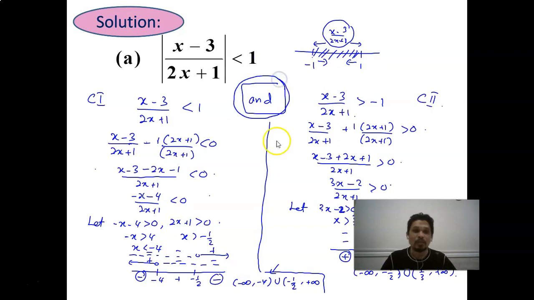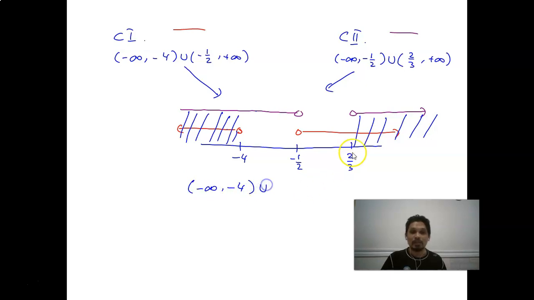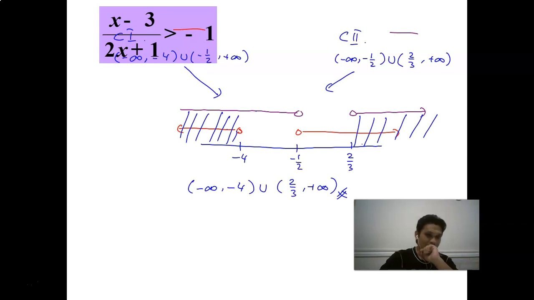Look at this one here now. Between case number 1 and case number 2, there's a term of n. This term of n means that we are going to find where the line of purple and red intercept each other. So you can see clearly here now, it intercepts here and here. Am I right? Okay, so this is our final answer, which is negative infinity until negative 4 union 2 over 3 to positive infinity. This is all the final answer for example A.